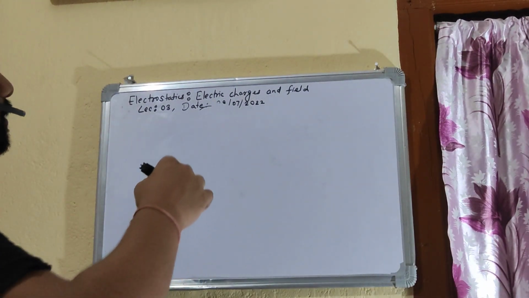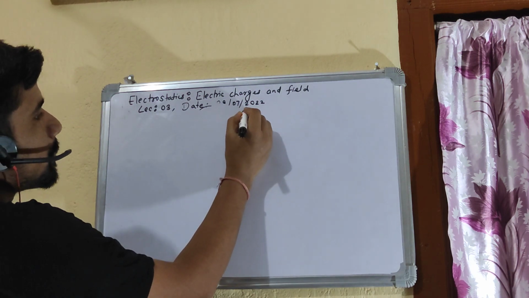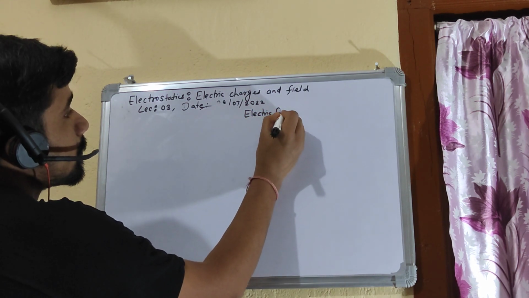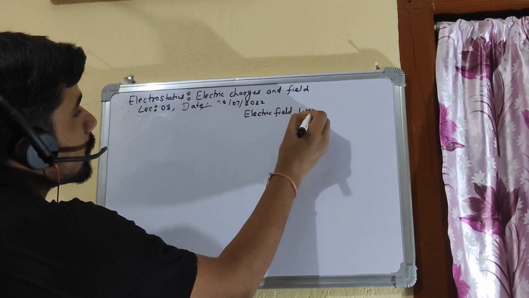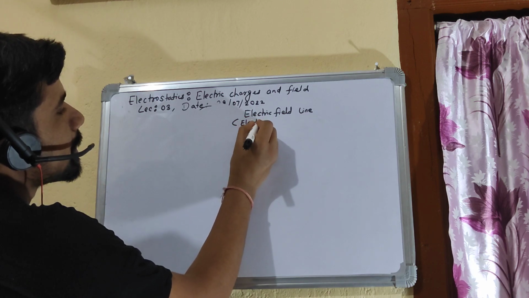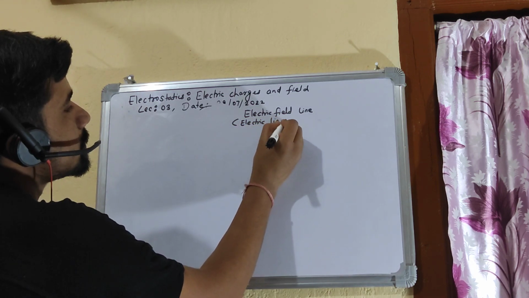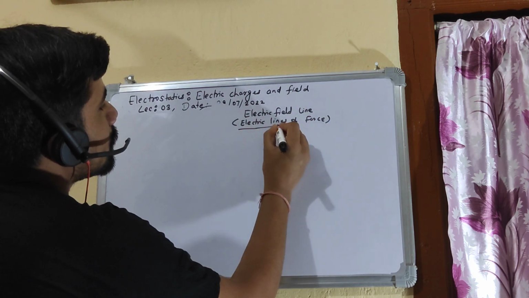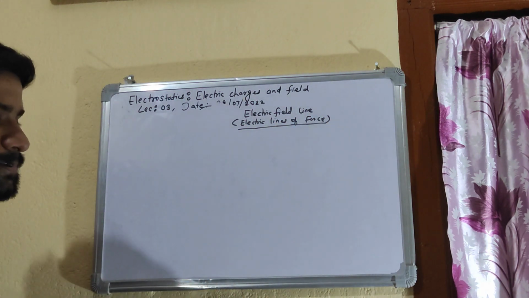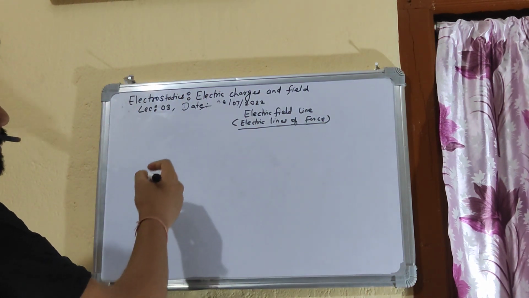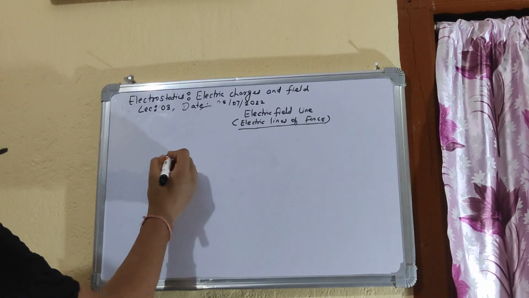So let's move to the next topic, which is electric field line, right? Field line. This is also called electric lines of force by Faraday. Electric lines of force, right? So let's say there is a plus Q charge, right?